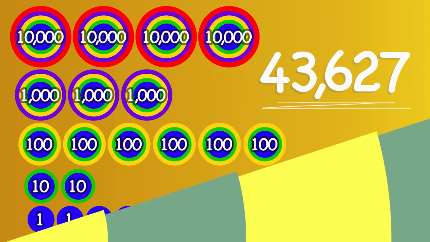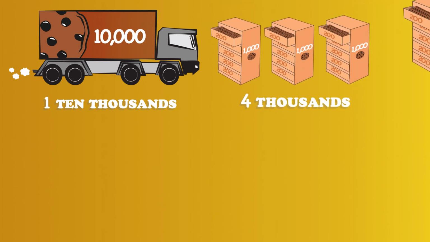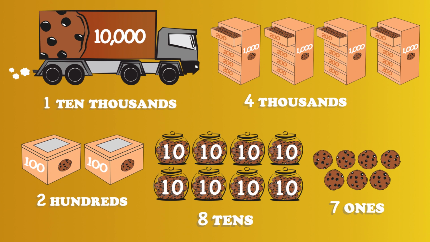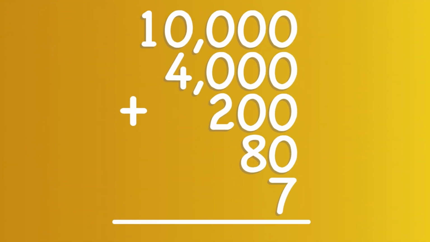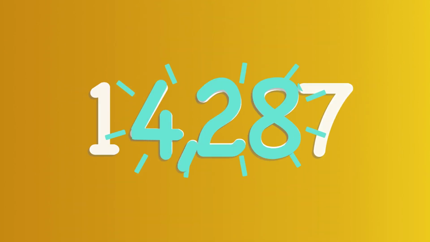Let's try another one, this time with cookies. Ready? How many cookies are there? 1 10,000s, 4 thousands, 2 hundreds, 8 tens, 7 ones. Let's find out what the answer is. It's 14,287. We did it!